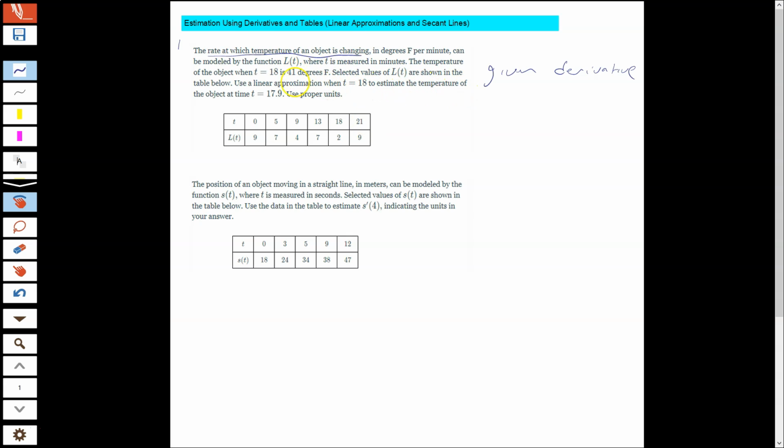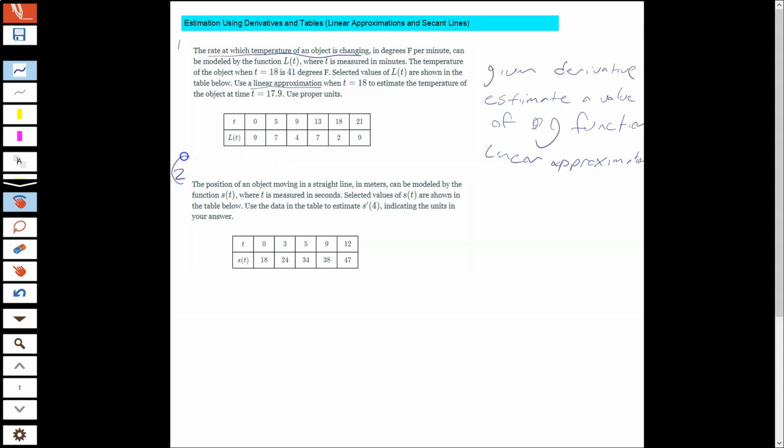And it gives me a point, and it says use a linear approximation to estimate the temperature. So given a derivative in these types of problems, we estimate a value of the original function. Okay, so given the derivative, we estimate the value of the original function, and we do that using a linear approximation. And then it's important to understand the difference between the two.